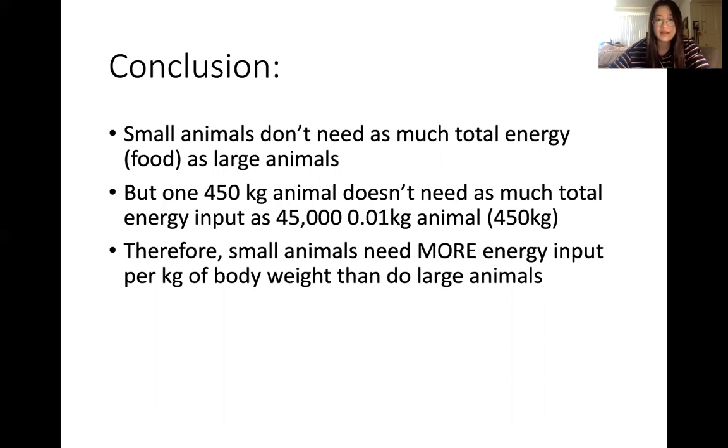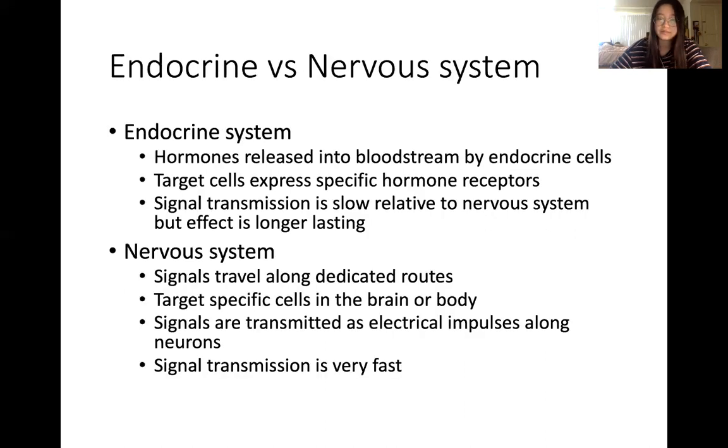a 450 kilogram, say, elephant doesn't need as much total energy input as a 450 kilogram total of, say, mice, which would equal 450 kilograms. So therefore, small animals need more energy input per kilogram of body weight than do large animals.